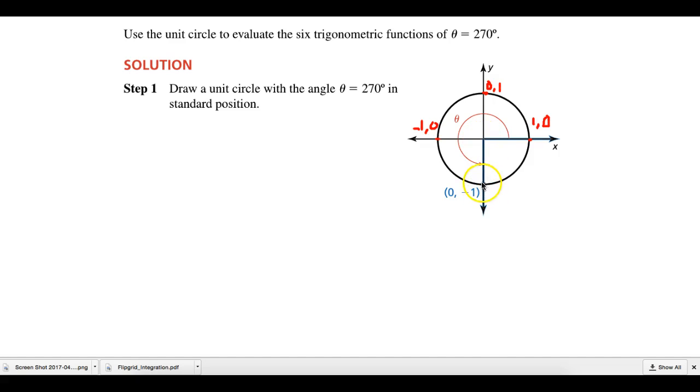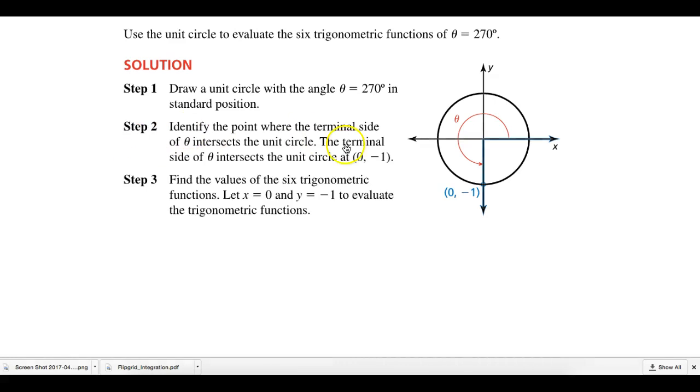So here's our point. The way we do this is we draw our angle. Here's 270. This is our terminal side right here. And now we just use our formulas. We've already identified the point at which the terminal side intersects the unit circle. That's at (0, -1). To find the trig functions, we just take these values from our point, x equals 0 and y equals -1, and plug them in to evaluate our trig functions.